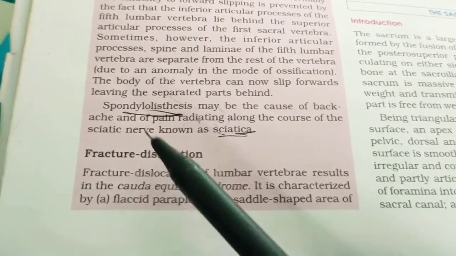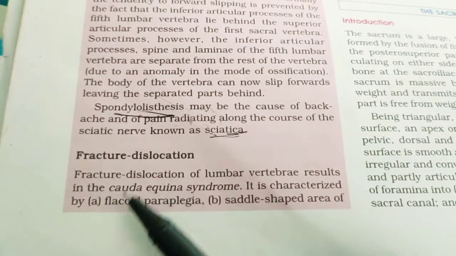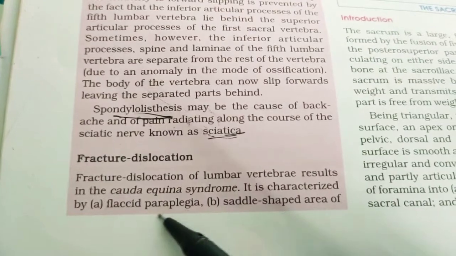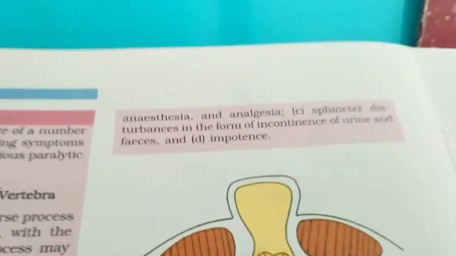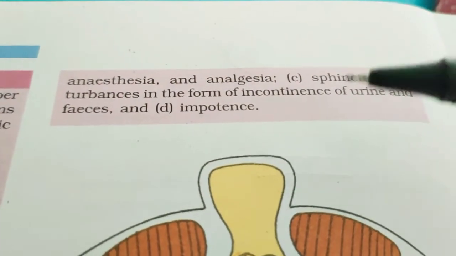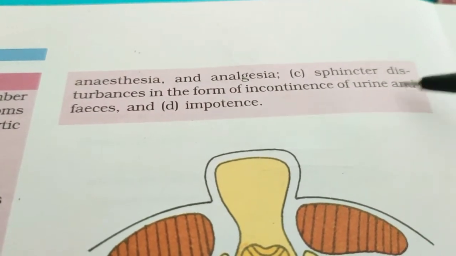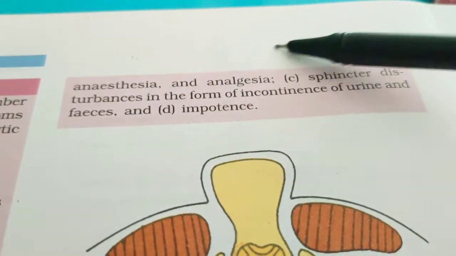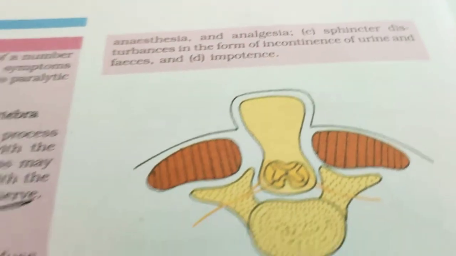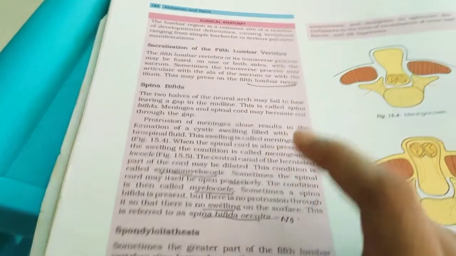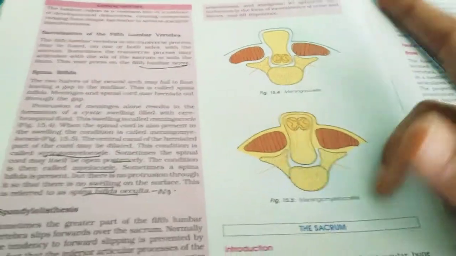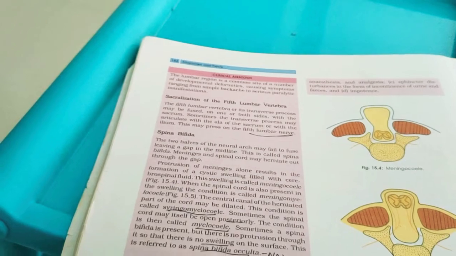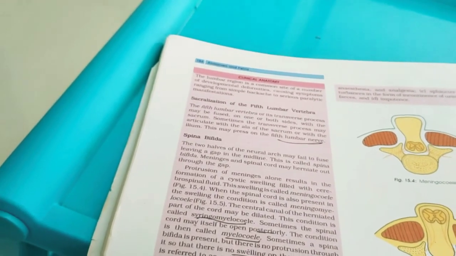Let's come to fracture dislocation. Fracture dislocation of the lumbar vertebra results in cauda equina syndrome. It is characterized by flaccid paraplegia, a saddle-shaped area of anesthesia and also analgesia, and sphincter disturbances in the form of incontinence of urine and feces, and impotence. So this is all about the clinical anatomy related to it: the sacralization of the fifth lumbar vertebra, spina bifida, spondylolisthesis, fracture dislocation, and that's it. So this is about lumbar vertebra osteology. Next we'll discuss the sacrum.